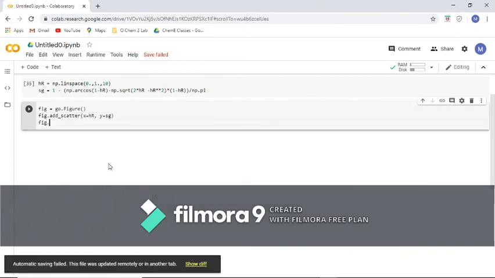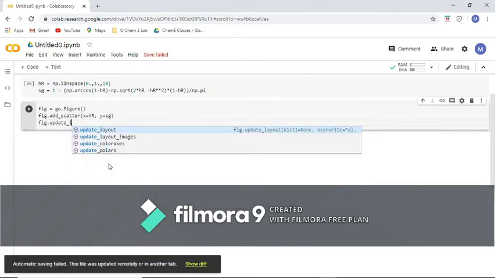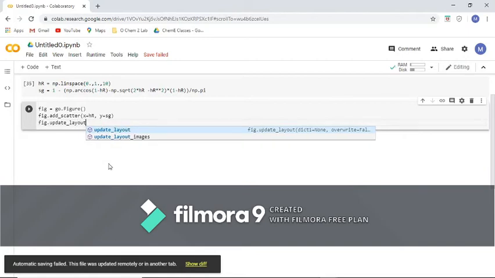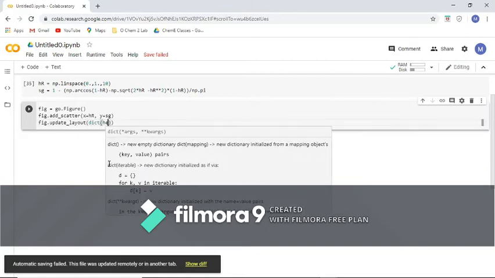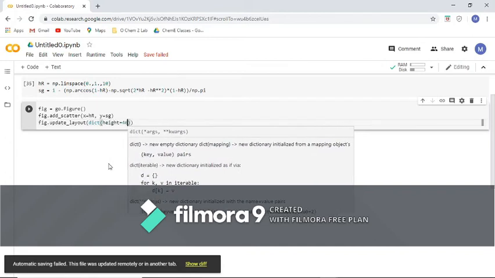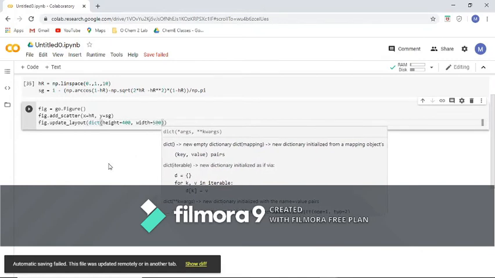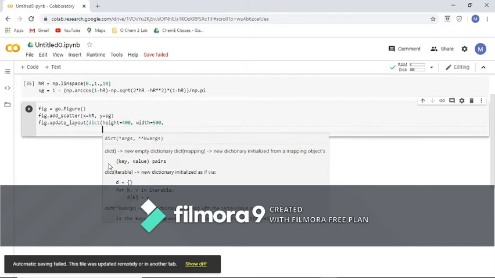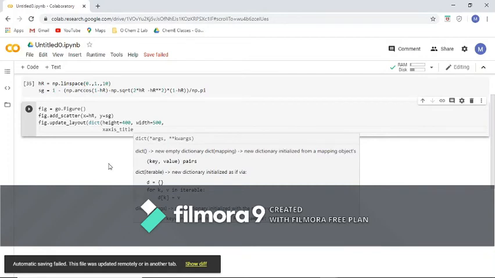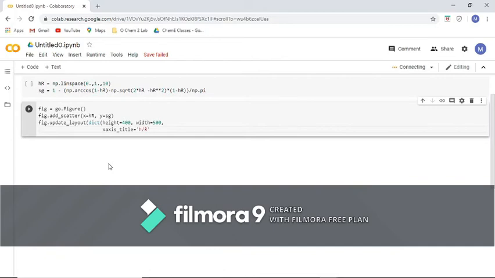This next part is going to be determining the layout of our graph. First we are going to indicate the height of our graph, and it's going to be equal to 400, and the width is going to be equal to 500. You'll then do a comma and delete those parentheses. Then this next part is going to be naming our x-axis title, which is going to be equal to h divided by r. And then this next portion is going to be our y-axis title, which is going to be equal to specific gravity.